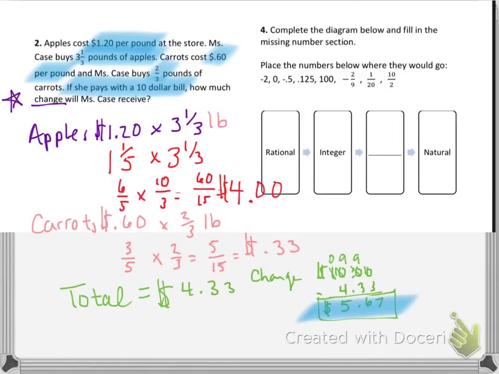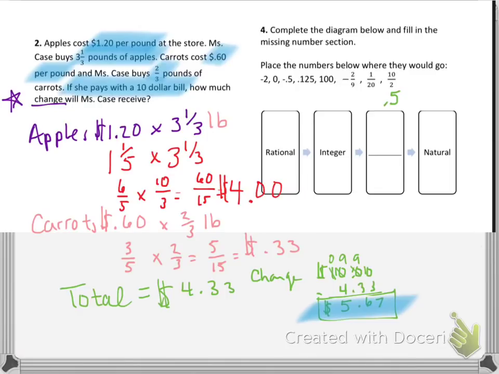It says, complete the diagram below and fill in the missing number section. Place some numbers below where they would go. Remember that rational numbers are all your ones that have fractional parts. So 10 over 2 is actually 5. Well, then we have 120, and then the rest are in good form.